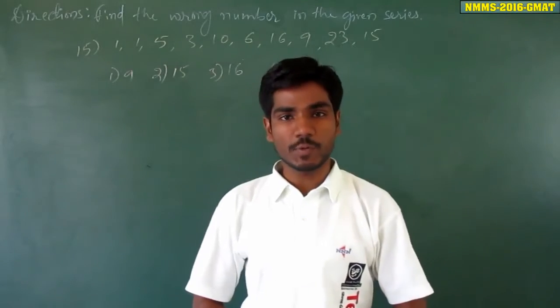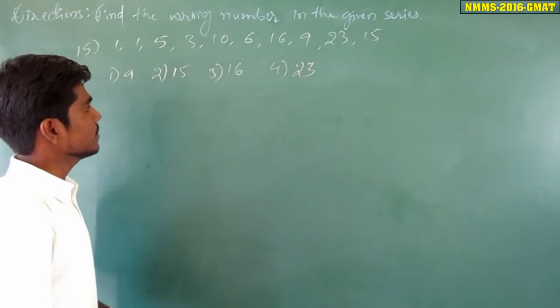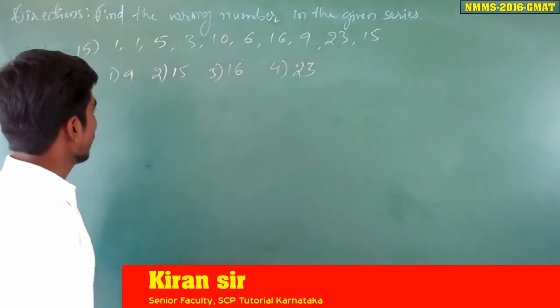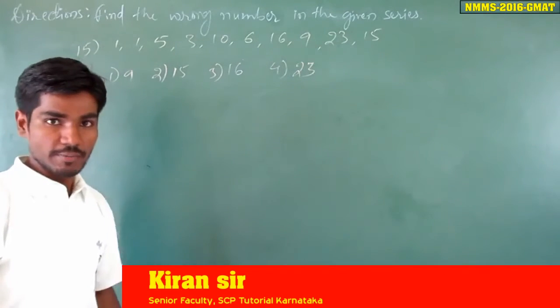Well friends, here is the next problem. The given problem is 1, 1, 5, 3, 10, 6, 16, 9, 23 and 15. The given options are 9, 15, 16 and 23.